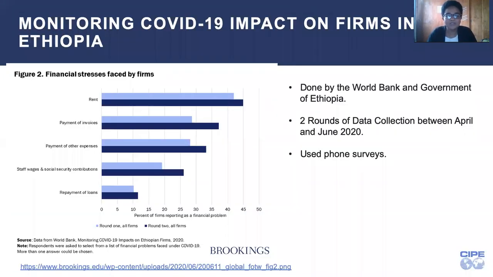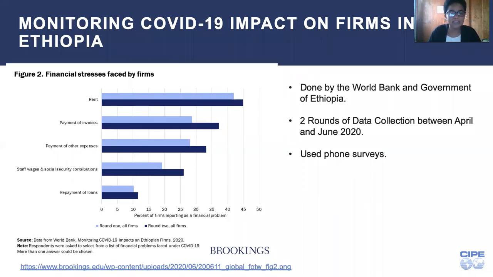So I just looked for an online example of a similar type of survey that has actually been done by the World Bank and the government of Ethiopia. They were trying to find out the impact of COVID-19 on their businesses, and they were asking what kind of financial stresses were being faced by their farms. They did two rounds of data collection between April and June, and they used phone surveys. So they were just calling them and asking them questions.